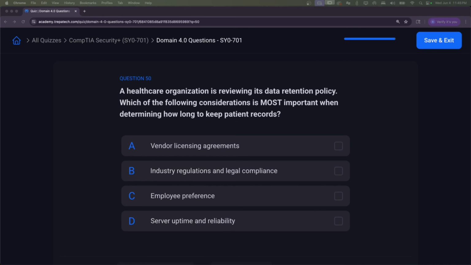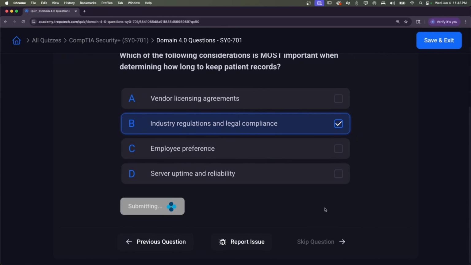A healthcare organization is reviewing its data retention policy. Which of the following considerations is most important when determining how long to keep patient records? So most important, check out HIPAA, right? So what's your compliance? What do the industry standards say? When we say standard, we mean something that actually is governing the way you deploy, monitor, and secure systems. So we're going to go with B here, industry regulations and legal compliance.